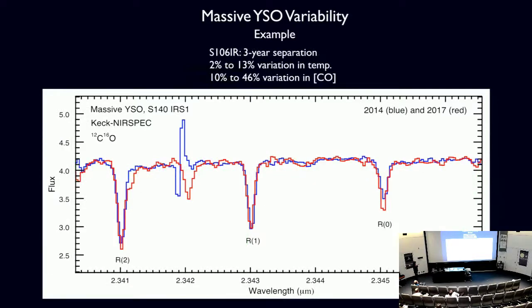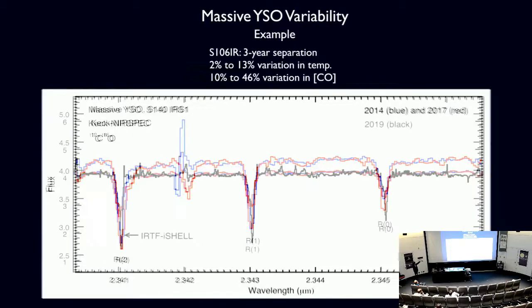And similarly, S140 IRS1, we can see some changes in 12C16O in a 3-year separation. So we get up to 13% in temperature, and up to 46%, which is a lot, in 2 years in column density of CO.